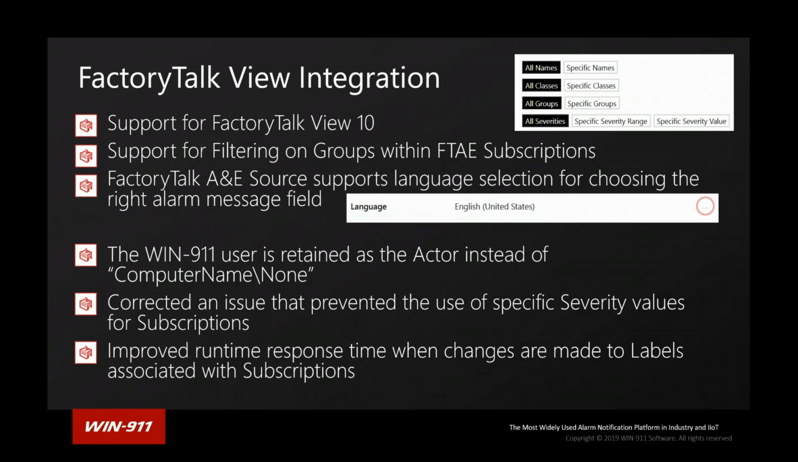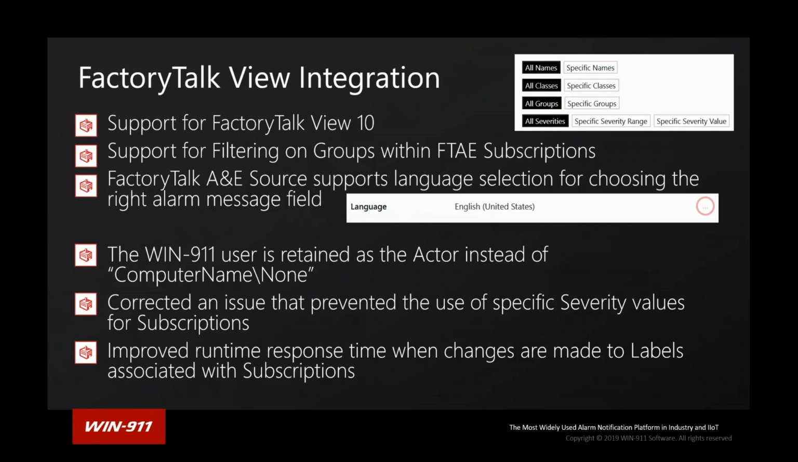So as we're connected into the FactoryTalk database or into the FactoryTalk services, when you hit the browse here, it will give you the list of all of the languages that you have installed in your FactoryTalk system, and you can select the one that you want WIN-911 to monitor the alarm messages from, and we can now pull them from there. We also made a change to the way we were representing acknowledgments and who acknowledged the alarm.